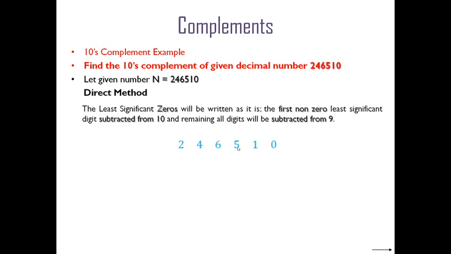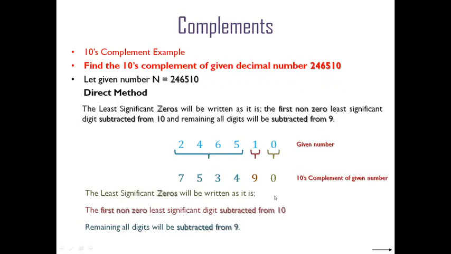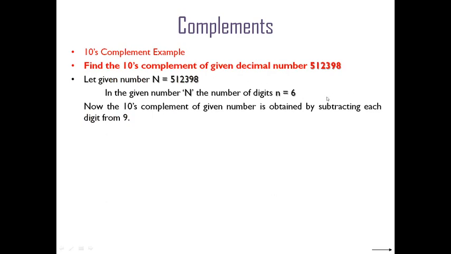Subtracting from 9, we get 9 minus 5 is a 4, and this is a 3, this is a 5, this is a 7. That means 7 5 3 4 9 0, you will get like this. Directly we can estimate the tens complement. So 0 will be taken directly, the first non-zero digit will be subtracted from 10, and the remaining digits will be subtracted from 9 to obtain the tens complement. Okay, and we can see one more example.